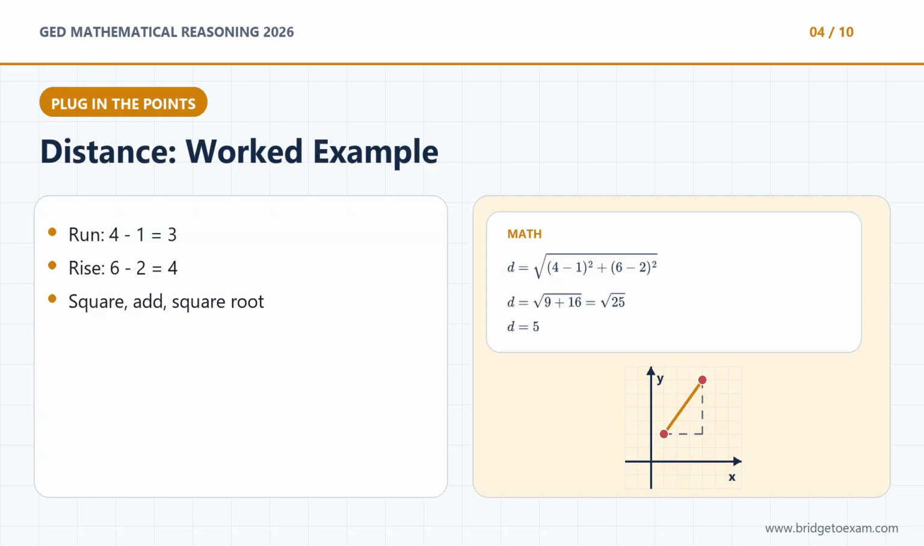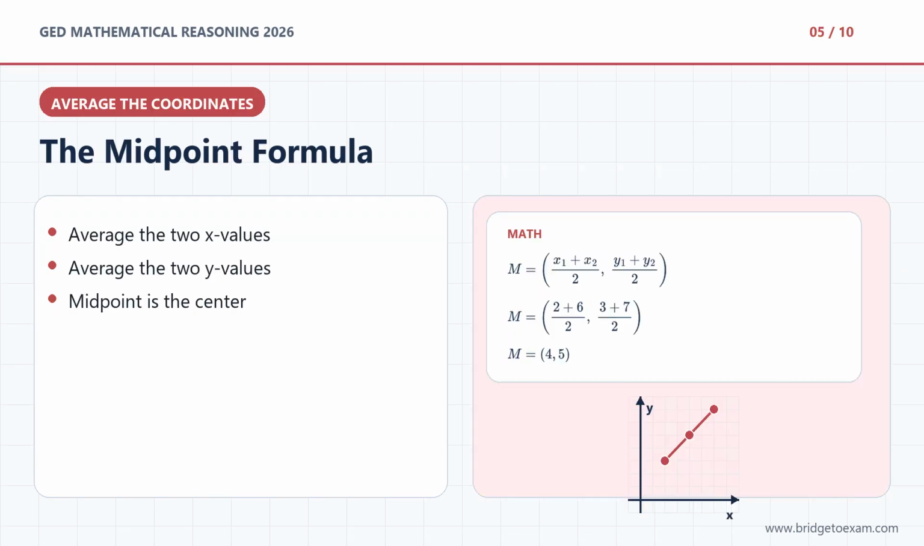Let's find the distance from 1, 2 to 4, 6. The run is 4 minus 1, which is 3. The rise is 6 minus 2, which is 4. Square them to get 9 and 16, add to get 25, and take the square root. The distance is 5.